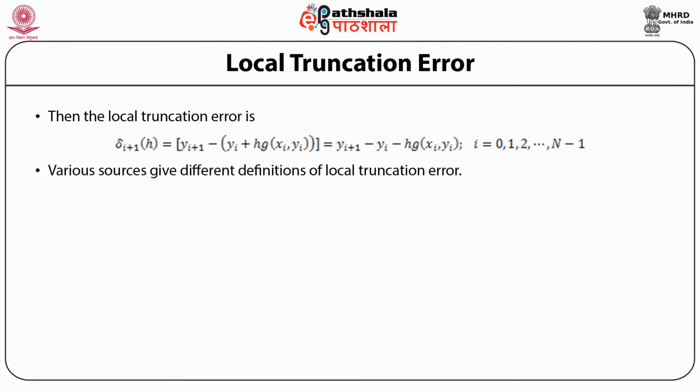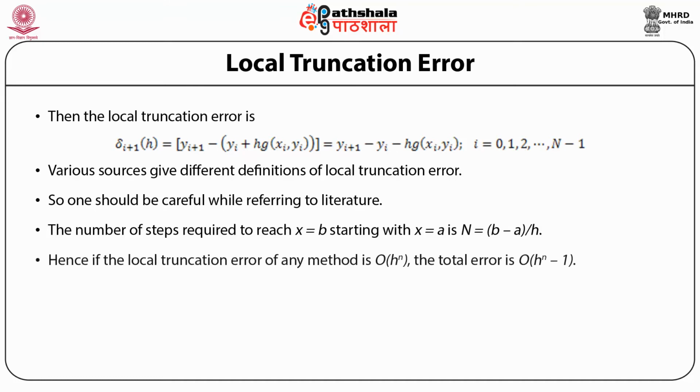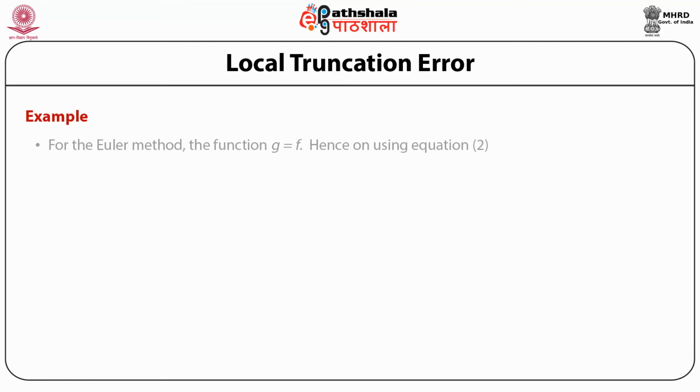Various sources give different definitions of local truncation error, so one should be careful while referring to literature. The number of steps required to reach x equal to b, starting with x equal to a, is n equals b minus a divided by h. Hence, if the local truncation error of any method is O(h^p), then the total error is O(h^(p minus 1)). For example, for the Euler method, the function g equals f.